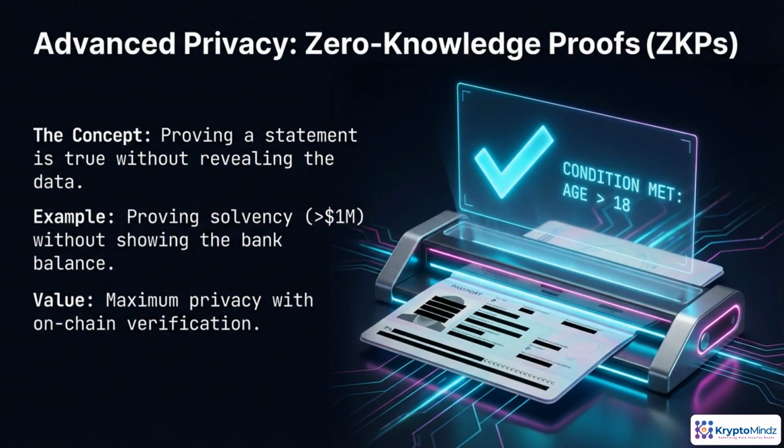Zero-knowledge proofs sound exotic, but the idea is straightforward. You can convince someone a statement is true without exposing the underlying data. They learn the outcome, not the details. For example, a bank can prove it's solvent, or a citizen can prove they're over 18 without revealing exact balances or birth dates. In regulated environments, this is powerful. You get strong, on-chain verification while leaking the minimum possible information.